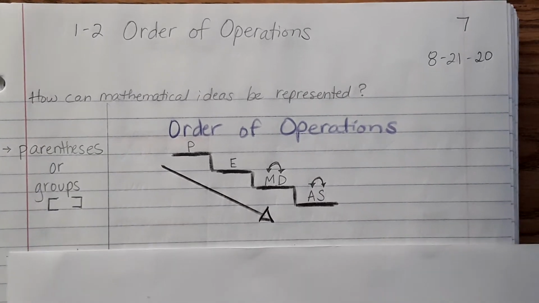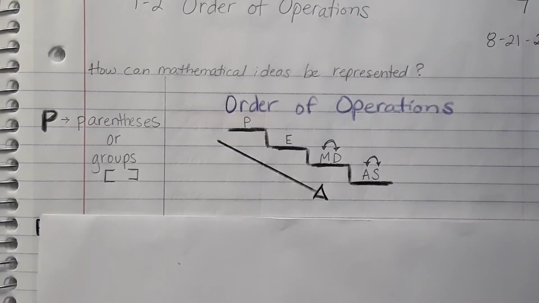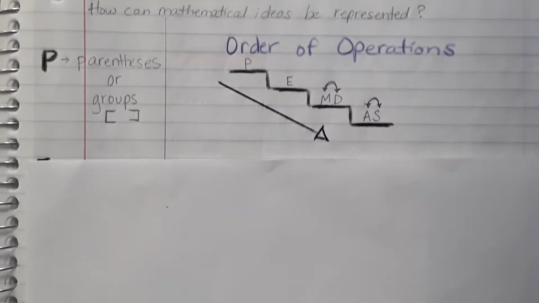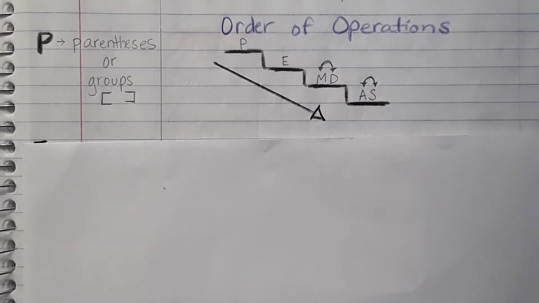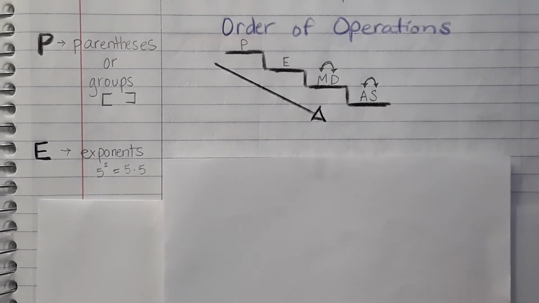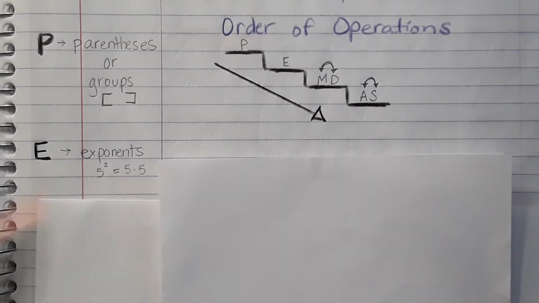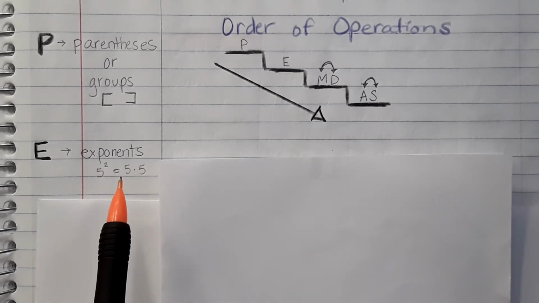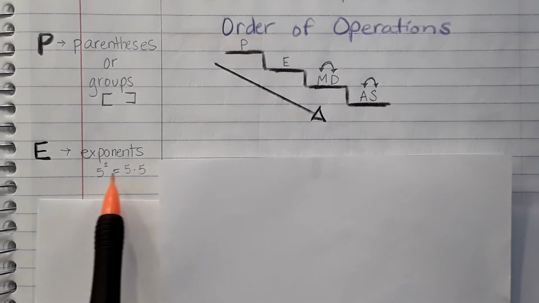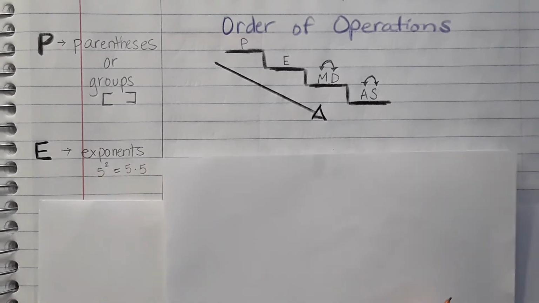So off to the side, explaining what each letter represents. P for parentheses or groups. Realize that in algebra, you might have a bracket, that's a group. E for exponents. Remember, the exponent is the little number written up to the right. And in this case, 5 squared means 5 times 5 because there are two 5s being multiplied.